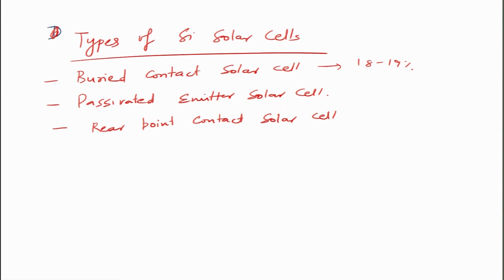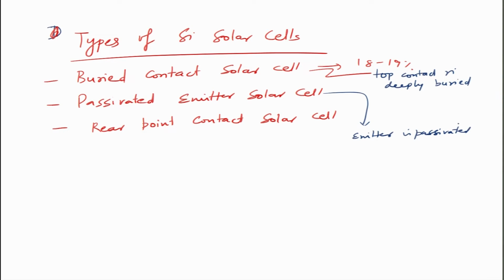In this, what happens is that the contact is buried. So, basically the top contact is deeply buried, right. In case of passivated emitter, the emitter is strongly passivated. So, emitter is that top silicon. Okay. So, you have a thin oxide layer on top, which is there in most cases, but so these have efficiencies of the order of about 20% and higher.